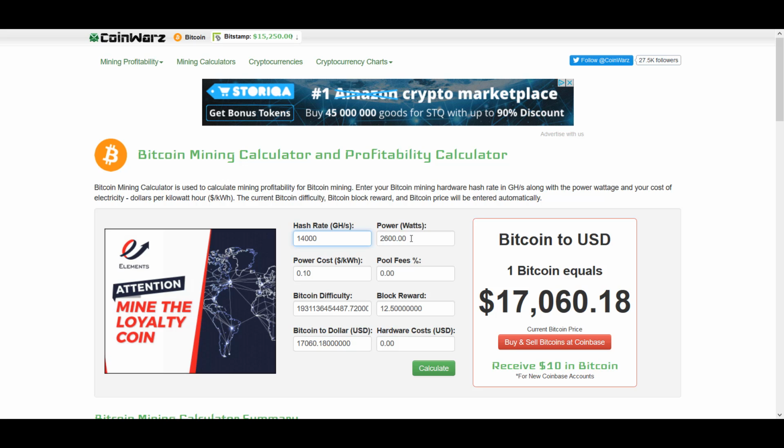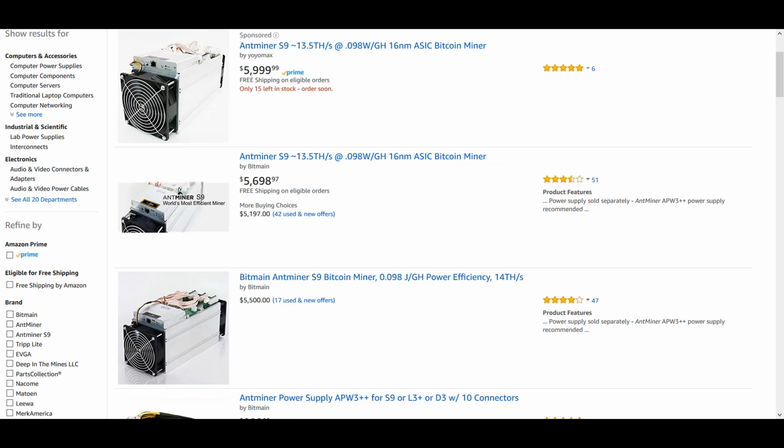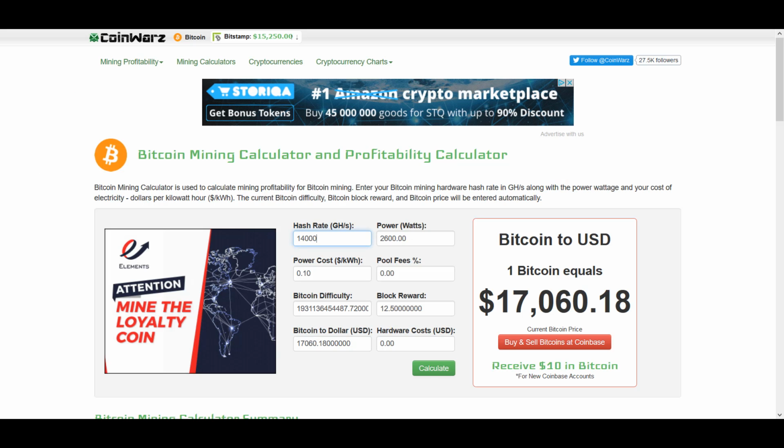Now power, you need to know your power watts, the wattage you're going to be using. You also need to understand what your power costs per kilowatt hour are. This is going to vary from place to place, and this is going to be a big variable regionally. This is what makes it more or less expensive in one region versus the other.